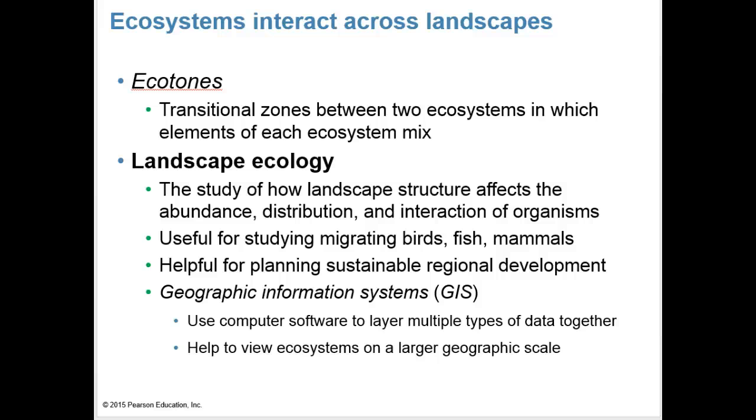So landscape ecology is the study of how landscape structure affects the abundance, distribution, and interactions of organisms. It's kind of like sometimes there's a mix of different ecosystems going on in that landscape because of ecotones. It's useful for studying items like migrating birds, fish, and mammals, and helpful for planning sustainable regional development. Often, geographic information systems like GIS help us to study landscape ecology.